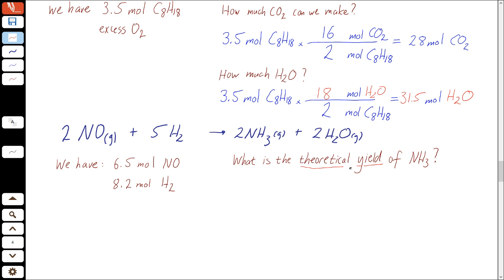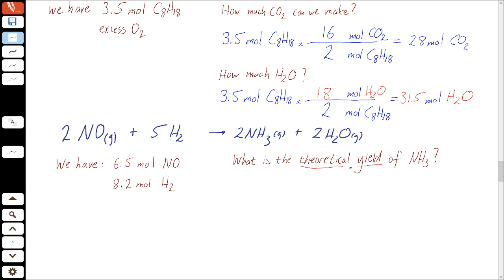So the actual yield that you get in the lab is never going to get all the way up to the theoretical yield, but the theoretical yield is what you could calculate for what you would expect to make. So we can say, what is the theoretical yield of ammonia? How much ammonia can we make?